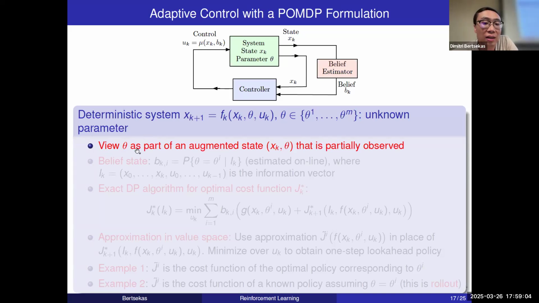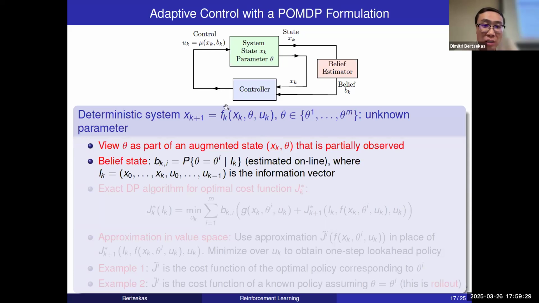And we view theta as part of the augmented state, xk and theta, that is partially observed. So we know xk, but we do not know theta. And theta is a fixed value, it's a fixed number. So it's selected from the set. This set we know, we just do not know what the number of theta is.